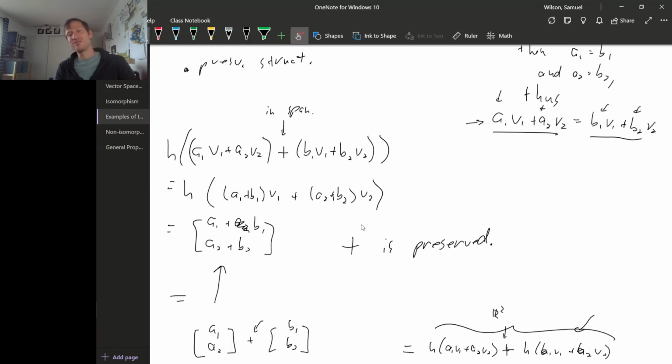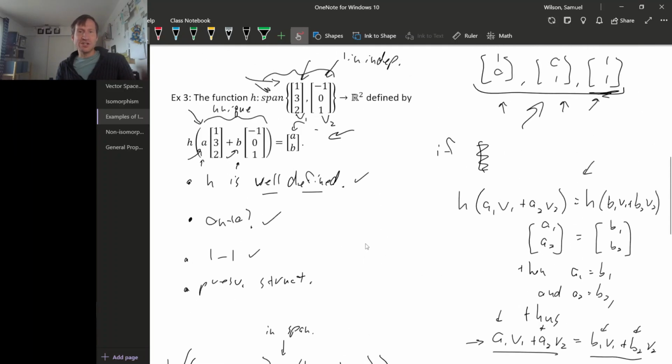Okay, now we also need to show that scalar multiplication is preserved, but that one is actually easier, so I'll let you work that one out. So this shows that this function from this span, which is a subspace of R3, to R2 is actually an isomorphism.